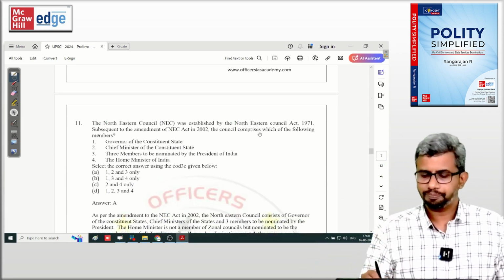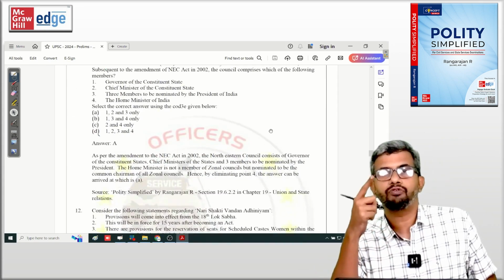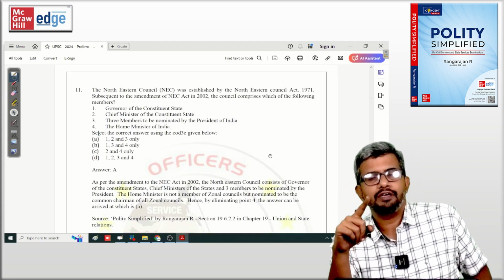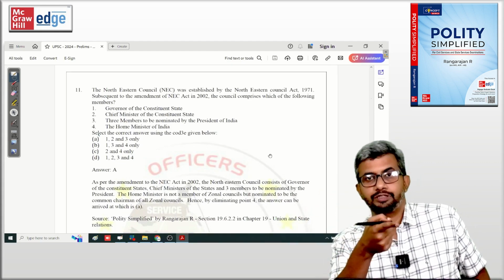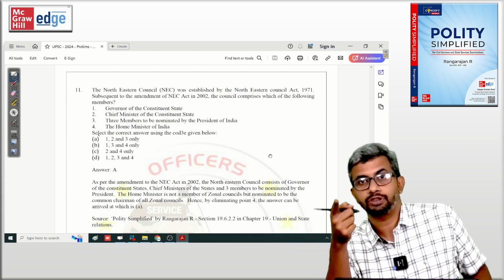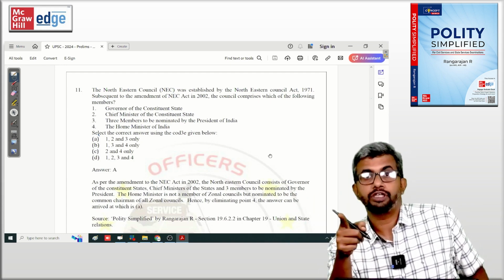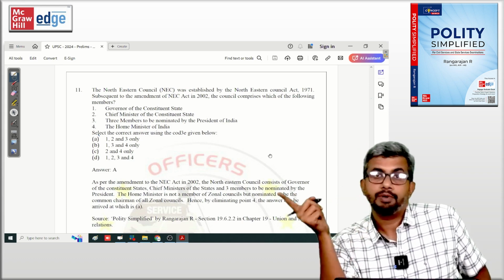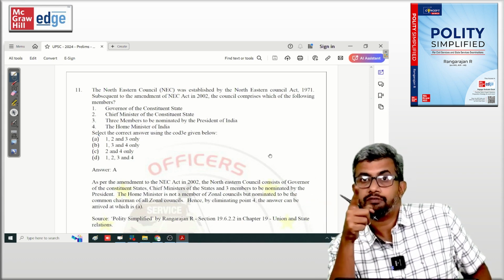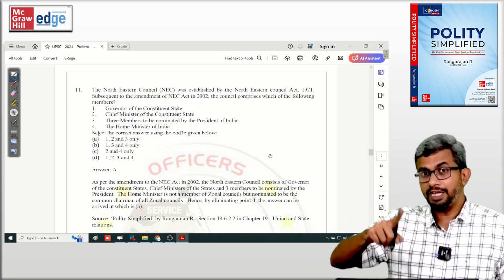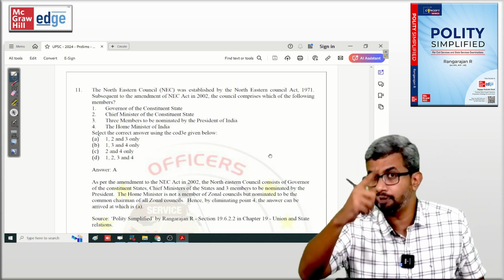Northeastern Council comprises of who of the following? Again, this is a slightly tricky question. See, not everybody will remember, even if they read in a textbook, that in 2002 an amendment was made. Not just the chief minister, but even the governors of the constituent states and 3 members nominated by the president will be part of the Northeastern Council. This amendment happened in 2002. But many people, even after reading it in the books, may not be able to remember it.